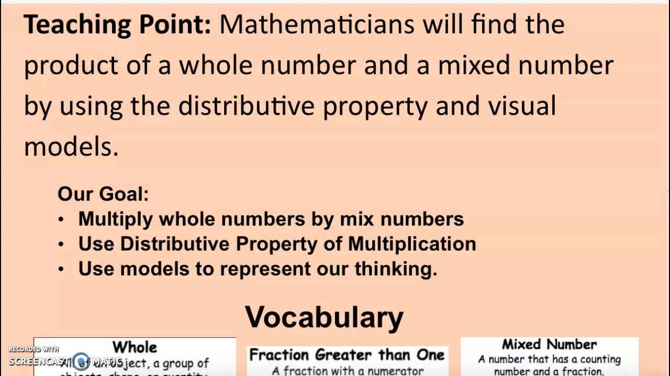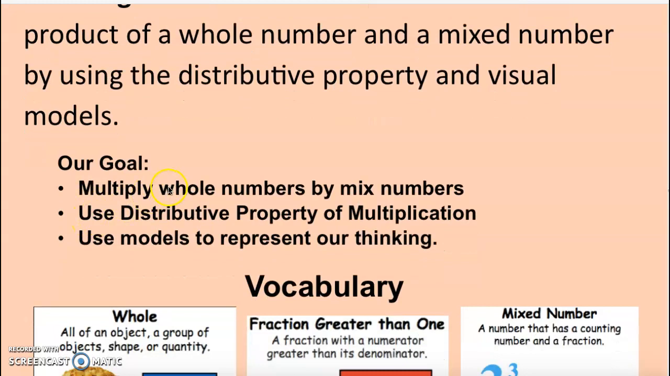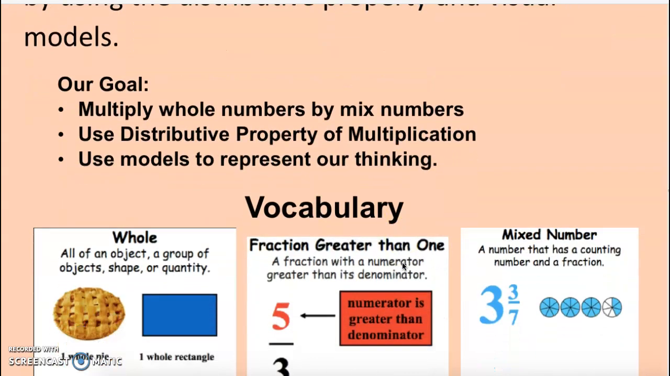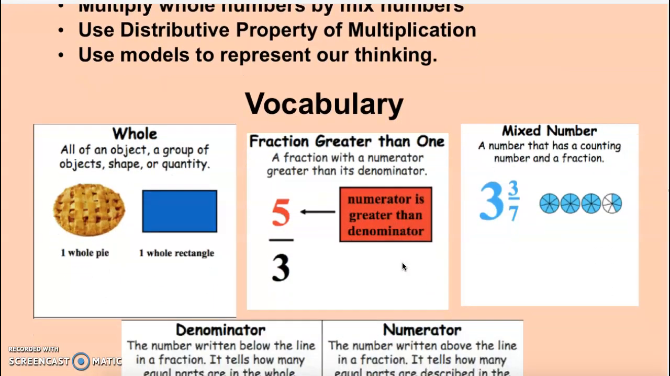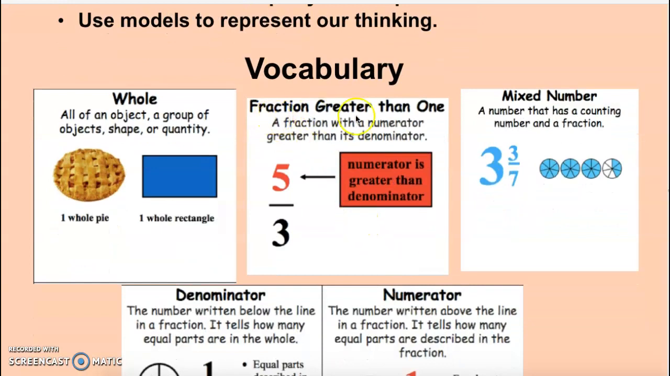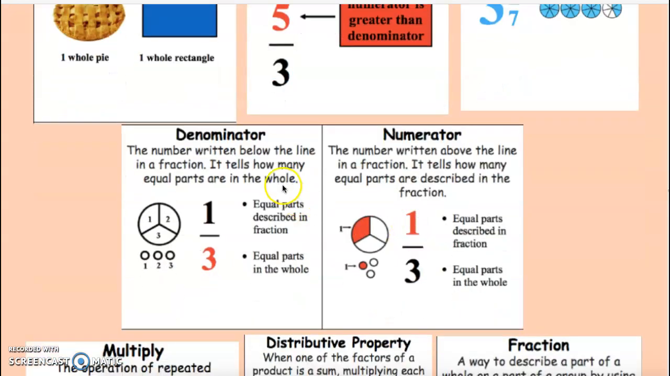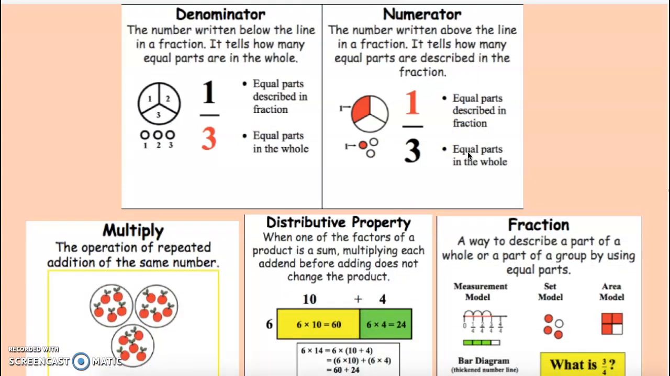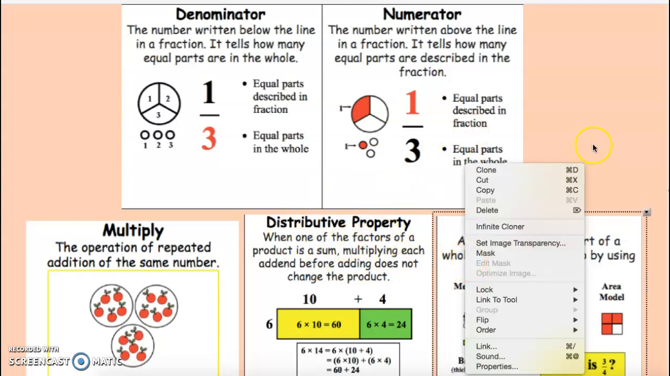The teaching point today is mathematicians will find the product of a whole number and a mixed number by using distributive property and visual models. So our goal today is we want to multiply whole numbers and mixed numbers. We also want to use the distributive property of multiplication, and we want to represent our thinking using models. Some vocabulary we want to keep in mind: whole numbers, fraction greater than 1, which is also called an improper fraction, mixed number, denominator, numerator, multiply, distributive property, which is what we're going to be focusing on today, and of course, fraction.